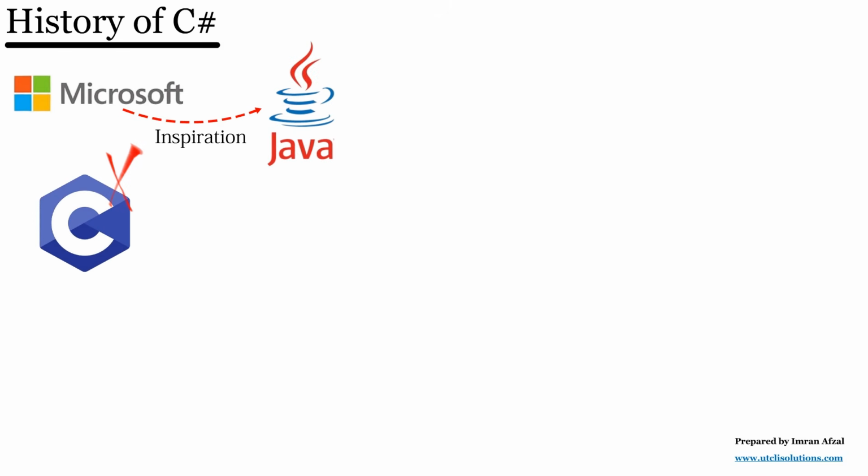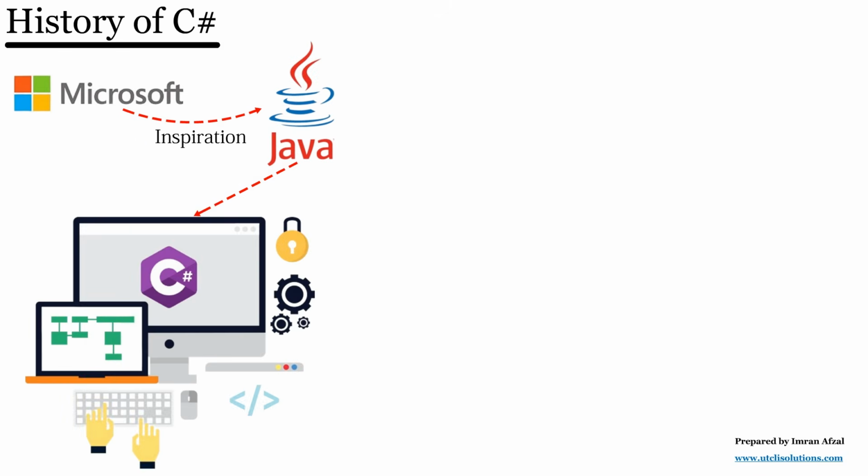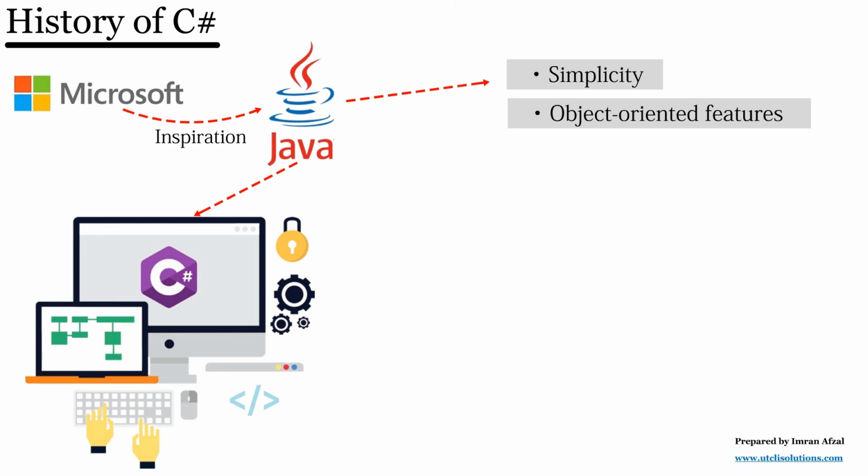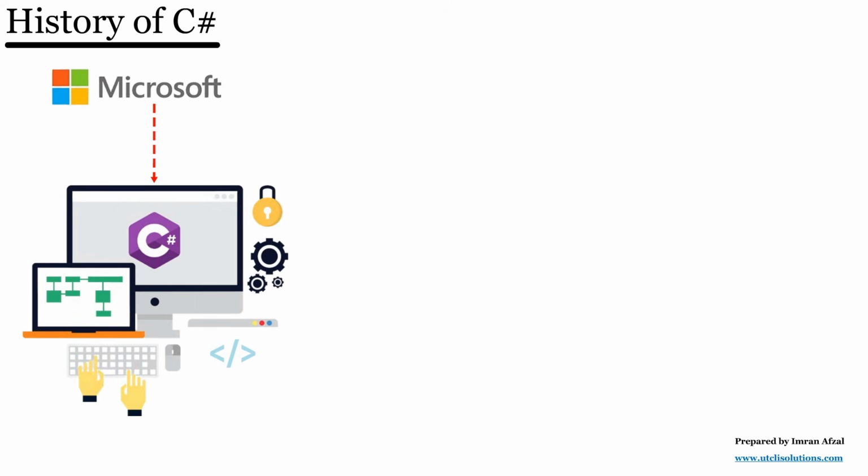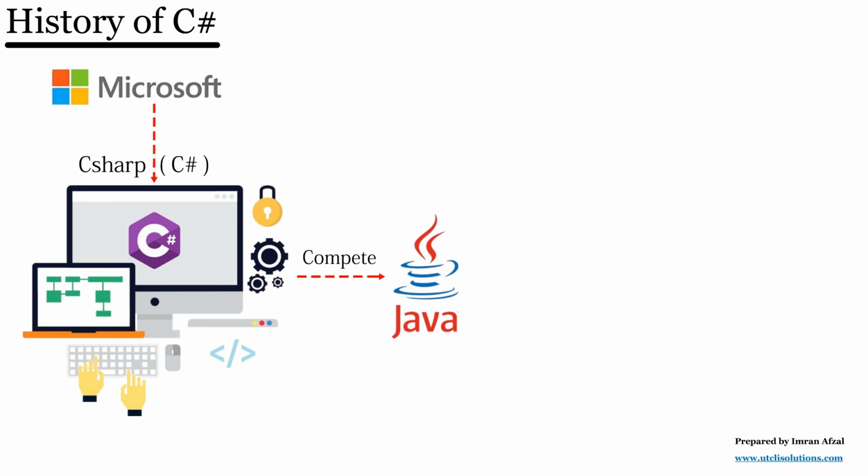In fact, Microsoft drew inspiration from Java, not C, for the development of C Sharp. Therefore, its design and syntax are more closely aligned with Java. Java's widespread success was due to its simplicity, object-oriented features, and ability to run on different platforms. Recognizing this success, Microsoft decided to create their own language, C Sharp, with similar capabilities to compete with Java.